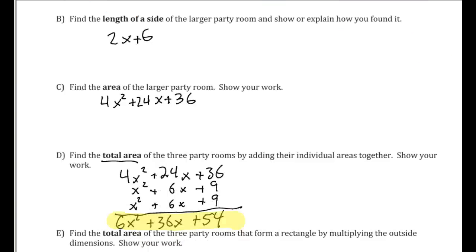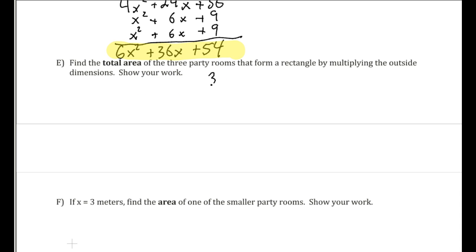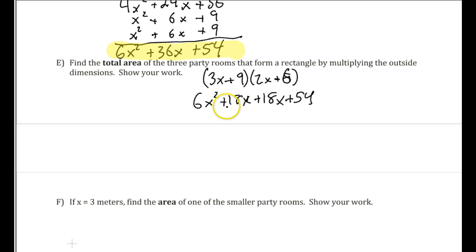So let's do that. 2x plus 6 and 3x plus 9. And if you go through the multiplication, you'll for sure get the same answer. So we'll get 18x plus 18x plus 54, and the two 18x's will make a 36, which will match part D.